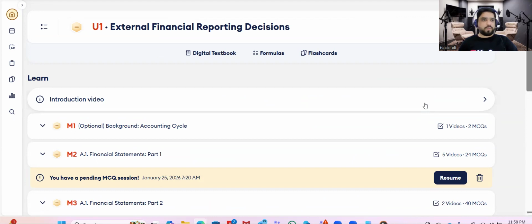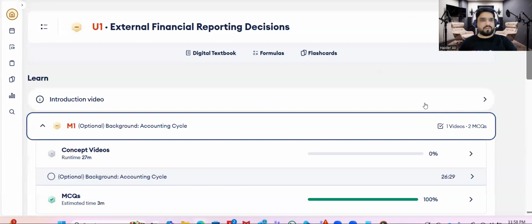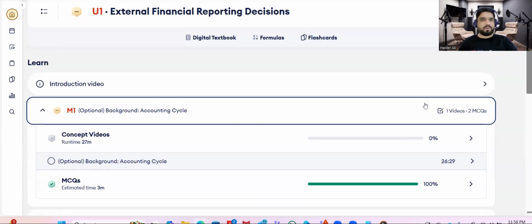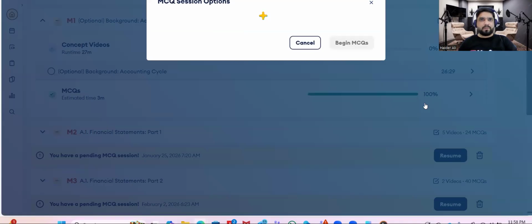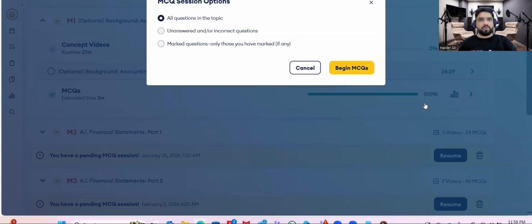If you want to practice any of the modules, just click on the module you want to practice. For instance, this is the first module, external reporting. Afterwards, click on MCQs exam paper. It will direct you to this interface, and then click on begin MCQs.